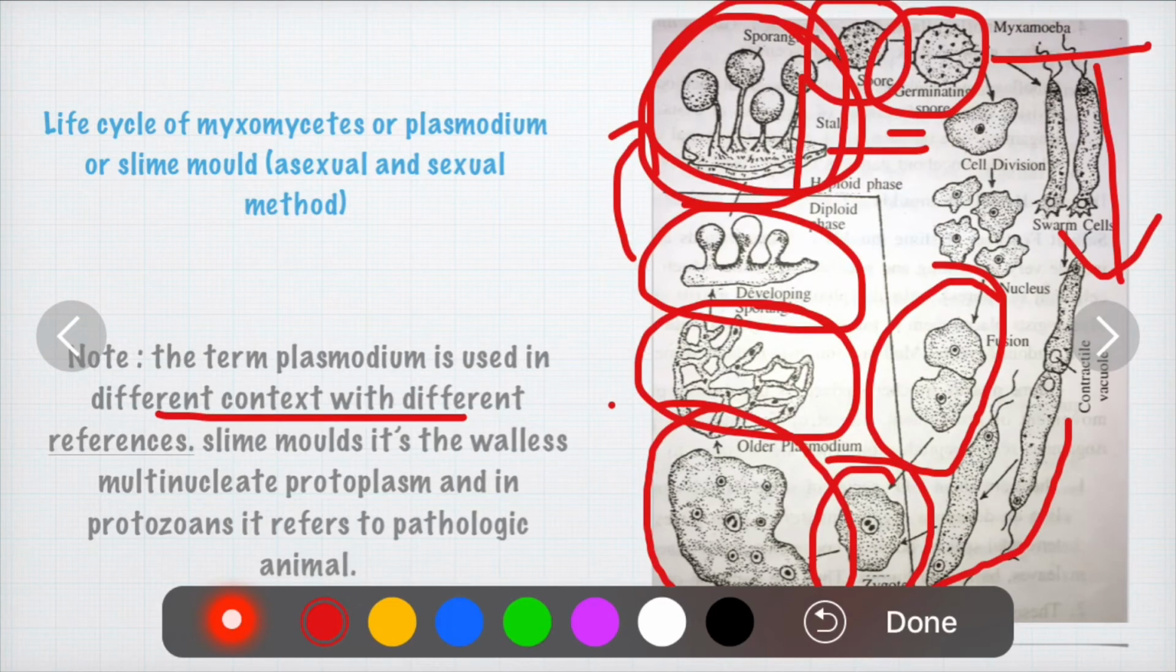For example, in slime molds, the plasmodium is a wall-less, multinucleate mass of protoplasm. And in the case of protozoans, it refers to a pathogenic animal.